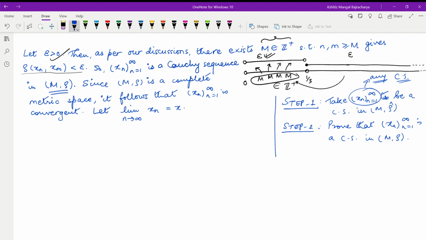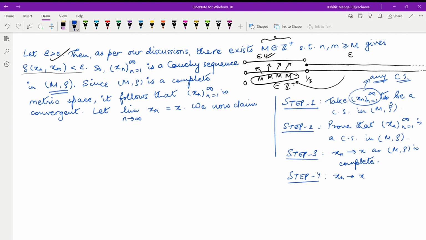We now claim that, step 3, what did we do in step 3? x_n converges to x as M rho is complete. We are using the given condition here. Now in the end, what are we going to show? x_n converges to x in the metric space M rho, whatever that is, hat, tilde, whatever you want to call it. I'm totally blank. I don't remember the names of such notations. I'm really sorry.